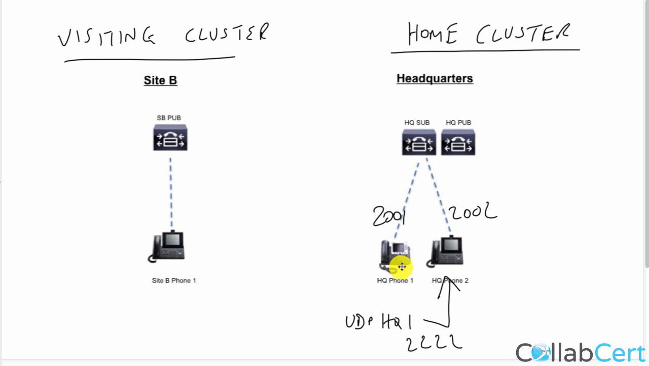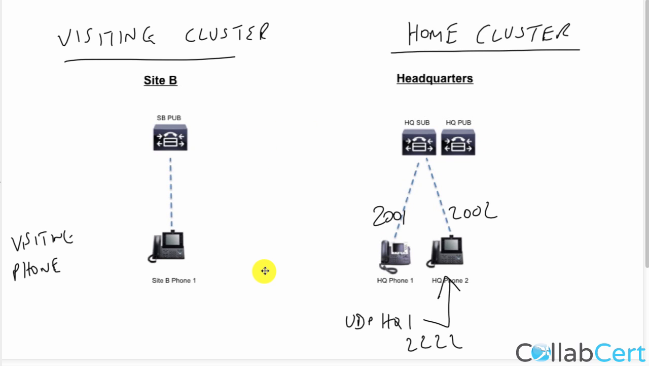I go on a plane and I go over to site B, and I'm going to log in on this phone. So the user device profile is going to log in on a visiting phone which is registered to the visiting cluster. So this is a visiting phone. Now we need to have a lot of things set up, for example, the certificates between the two clusters. We are exchanging information continuously between the two.